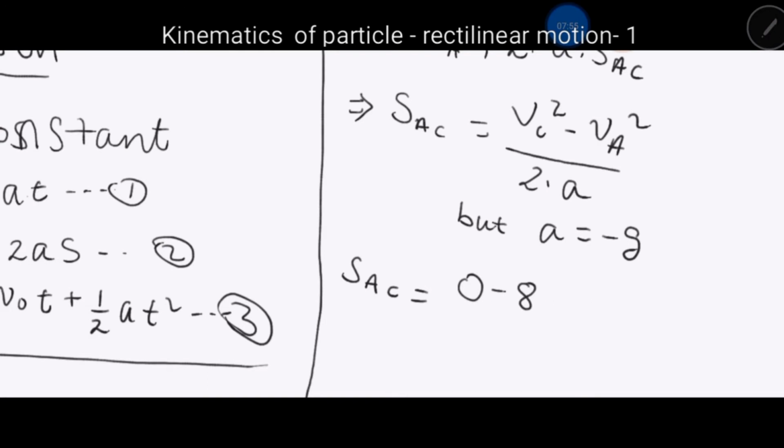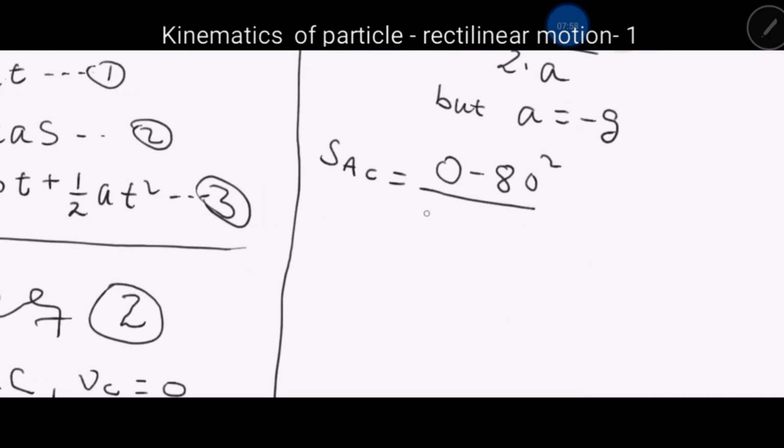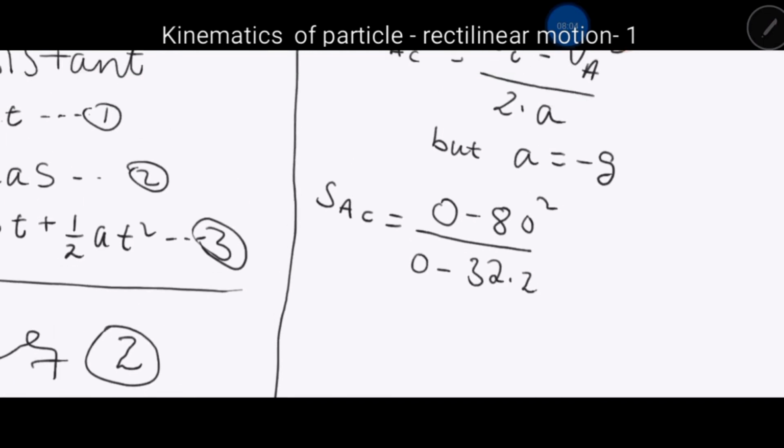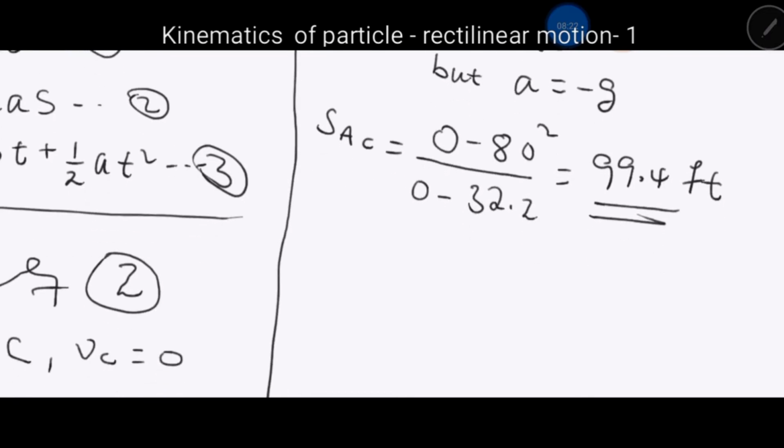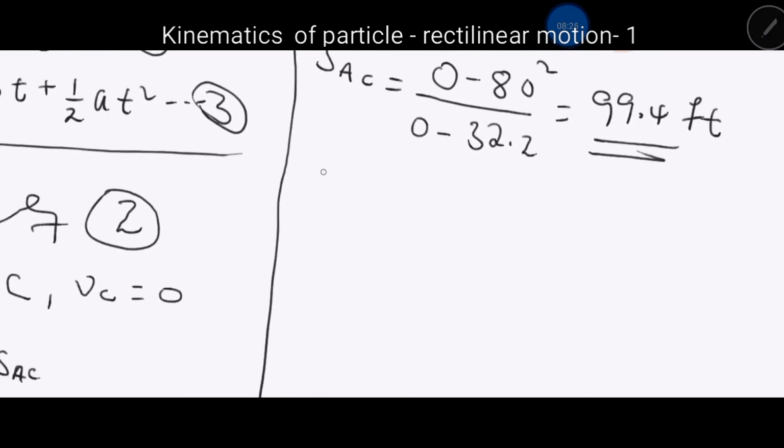Then it will be 0 minus 80 squared over 2 times 32 times 2, and then finally we'll have the value of this one as negative. We'll cancel out with negative 1, so it will be finally positive 99.4 feet. This is the overall distance that the ball travels from its starting position to its returning point, but our target is to calculate the height, that means from position C to position B.